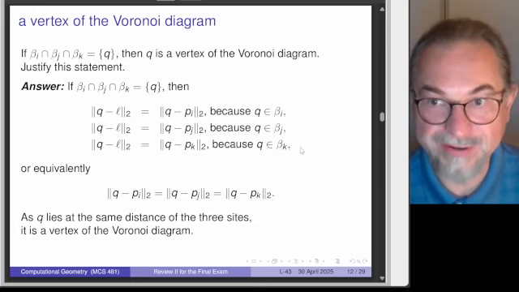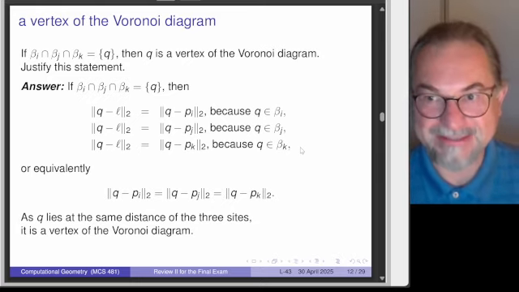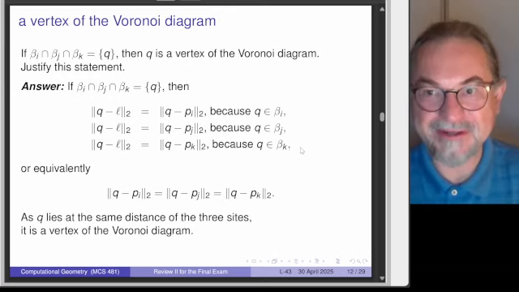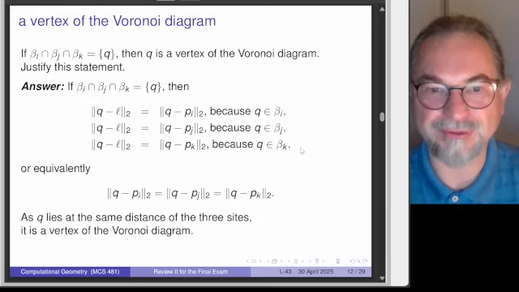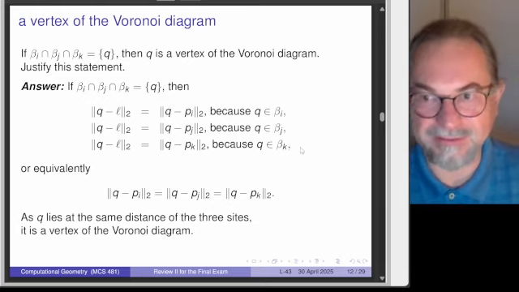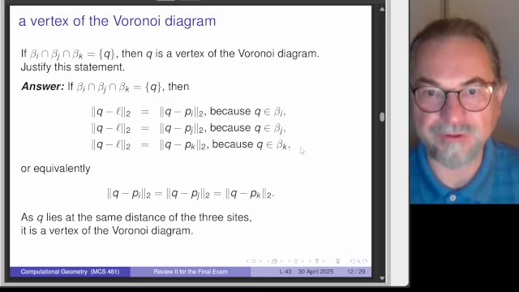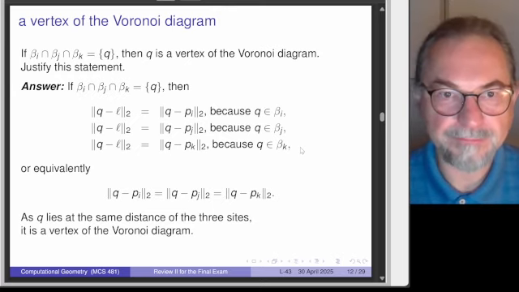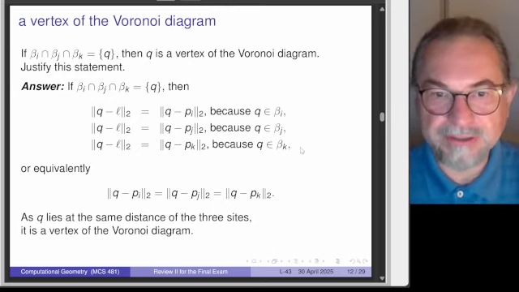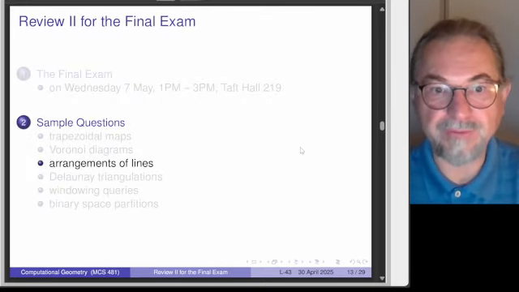A Voronoi diagram, by the way, is a partition of the plane into cells such that every cell contains the points closest to its site. And when you have three cells that are neighboring each other, they have one vertex in common. That's the property here. Okay, two questions done.